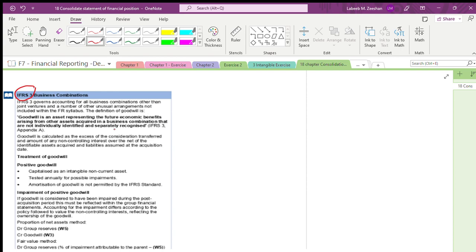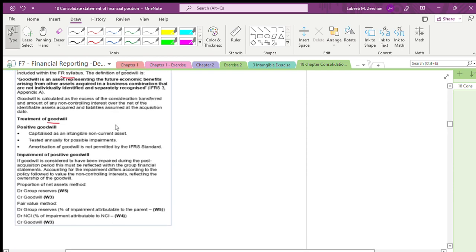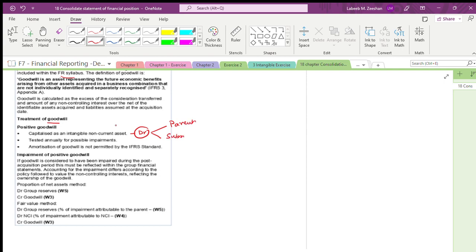Now they say that all business combinations other than joint ventures have a number of unusual items. Fine, we are not concerned about that right now. We are concerned about how we have to treat the goodwill. Goodwill is an asset, under capitalization of intangible non-current assets. It always has to be a debit, whether it is in the parent company or in the subsidiary company.